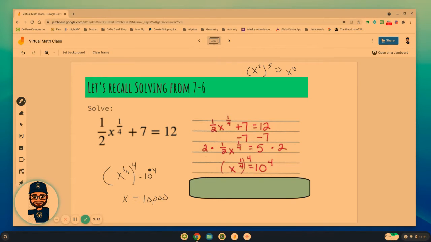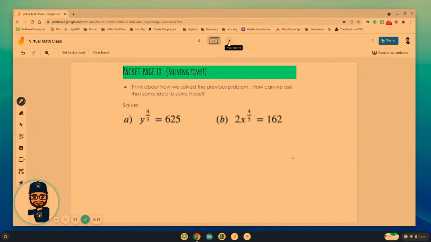Now we're going to use that along with the knowledge that we had from yesterday on simplifying some of these rational exponents, remembering what the numerator does, remembering what the denominator does. So the first one, y to the 4/3 equals 625. If we're trying to get y by itself, we have to raise it to the power of 3/4, the reciprocal. And if I do that to one side, I have to make sure I do it to the other. That's that golden rule in math. Whatever we do to one side, we have to do to the other.